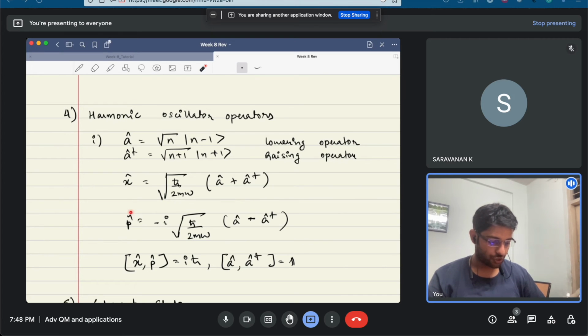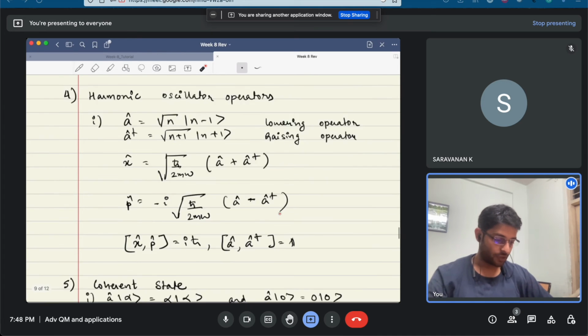And you had your position operators defined in this form. You just have to keep in mind that the position operator is a plus a dagger, and for the momentum operator you have a minus a dagger, and from there on you can find out x and p as a function of a, a dagger and everything, whatever you need.